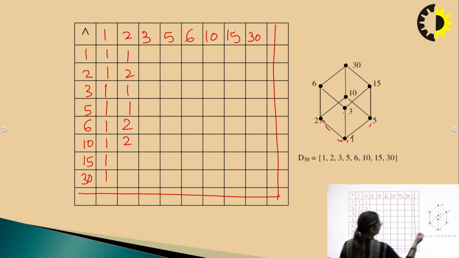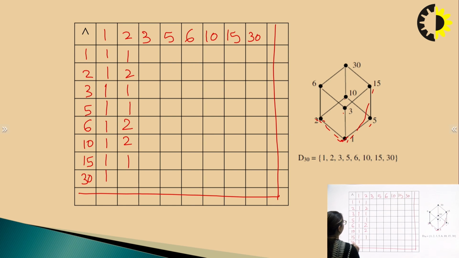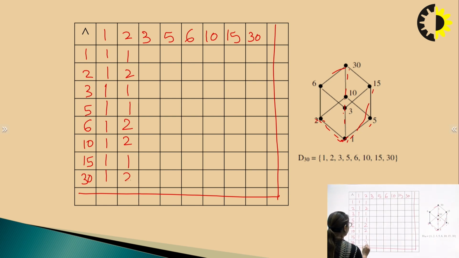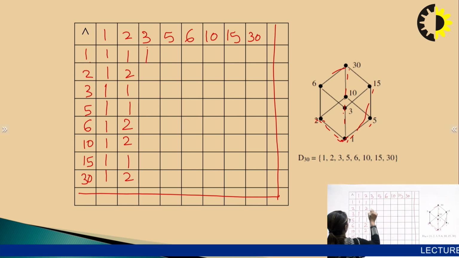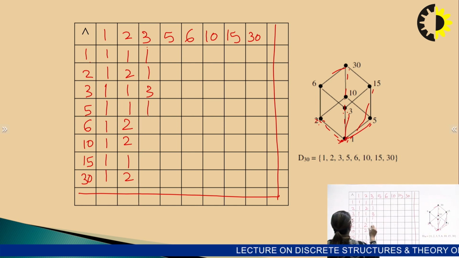2 and 15, again, they are intersecting at 1. 2 and 30, they intersect. Again, there is a path in this. The lower element will be there, right? 3 and 1, 1 relation. 3 and 2, 1. 3 and 3, 3. 3 and 5, they are intersecting at 1.